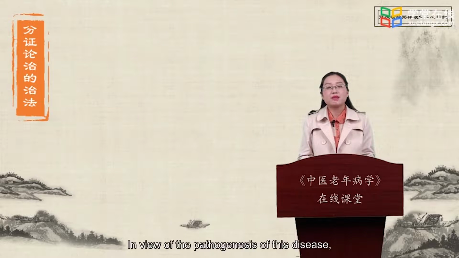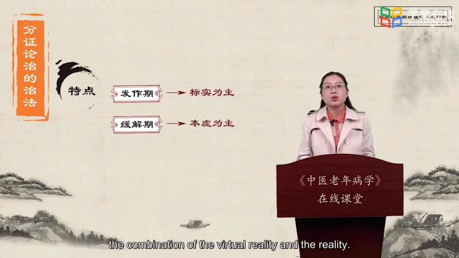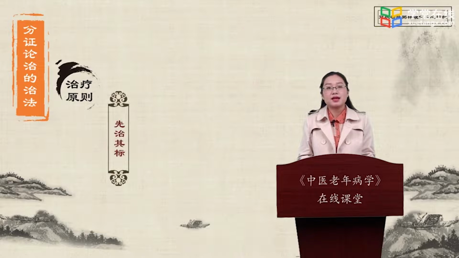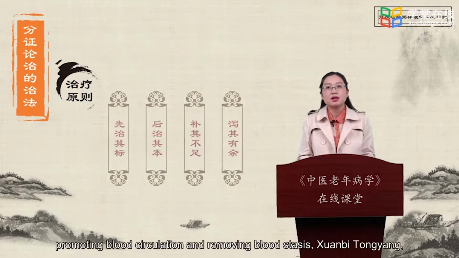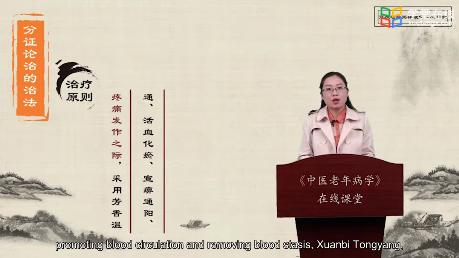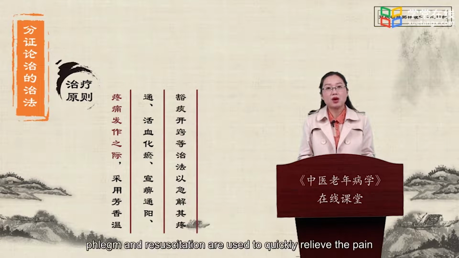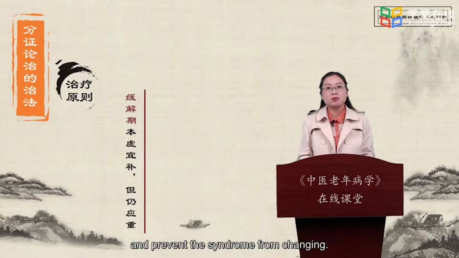Governance. In view of the pathogenesis of this disease, it is based on the fact that deficiency and excess are mixed, a combination of deficiency and excess. When the pain occurs, treatments such as fragrant warmth, promoting blood circulation and removing blood stasis, 宣臂通阳, flame and resuscitation are used to quickly relieve the pain and prevent the syndrome from changing.